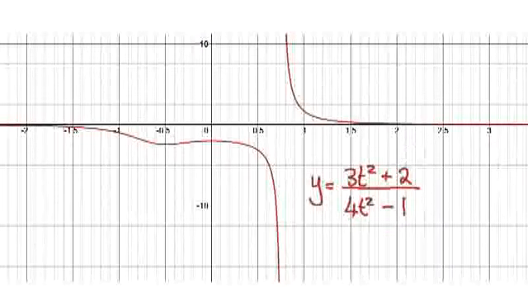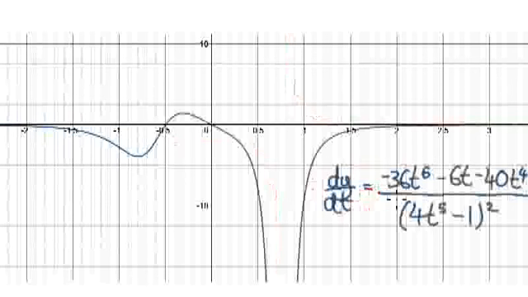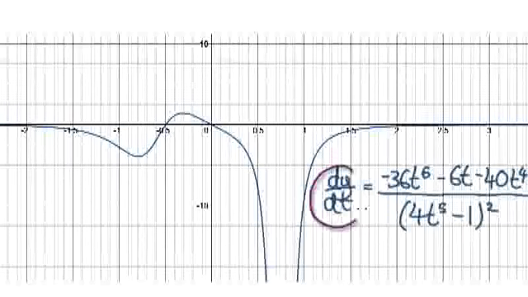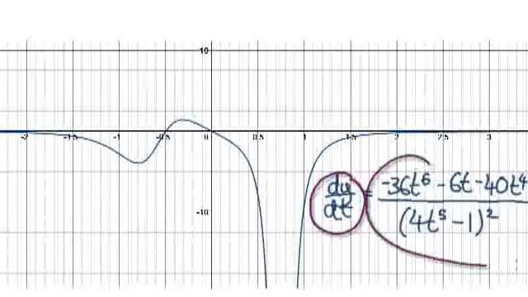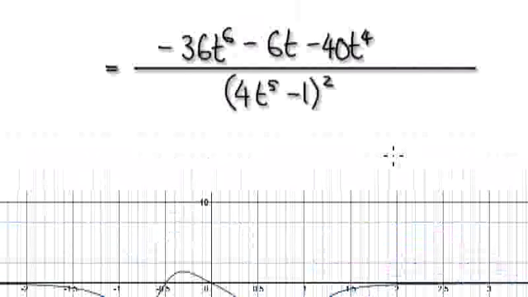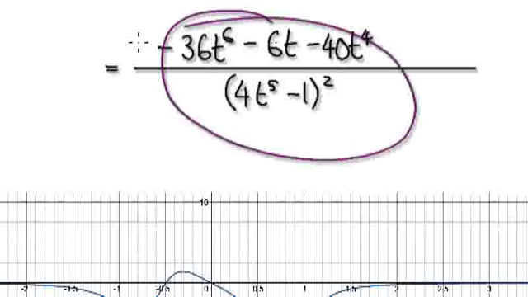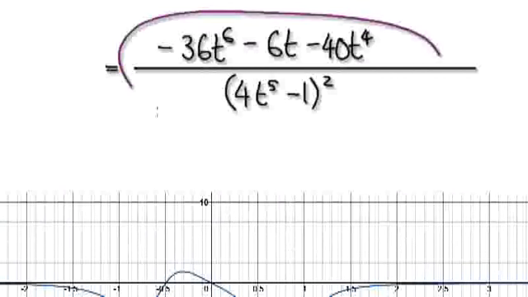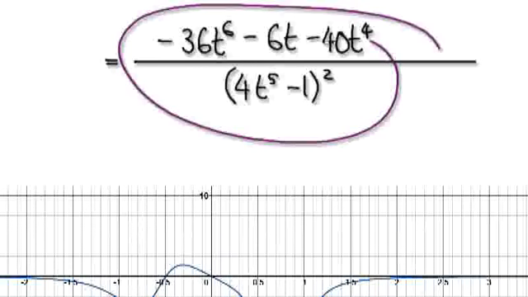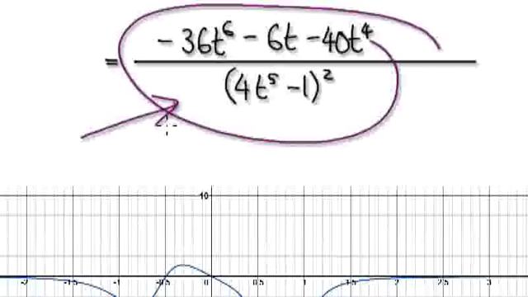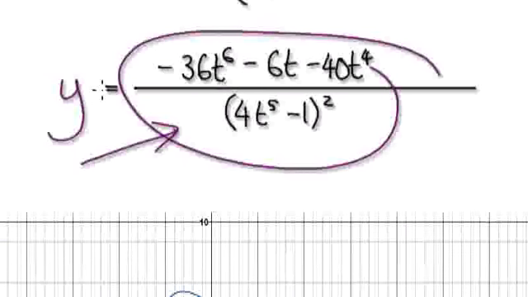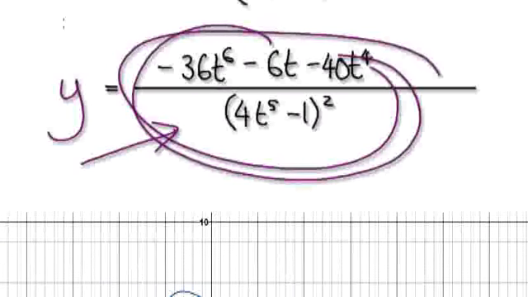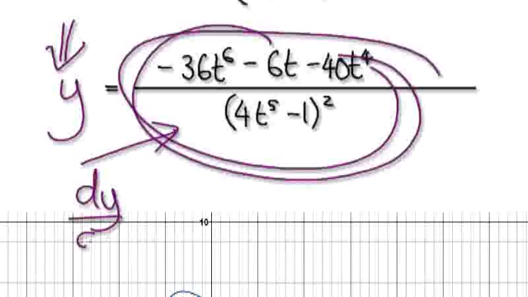Now, if you look at the gradient graph, it will look like this. This is your dy by dt here, and don't forget this whole thing here. This whole thing here is this thing here. Okay. So when you try and plot this on a graphics calculator, you have to plot it as another graph, as in y equals this whole thing here. But just bear in mind that your new y here represents dy by dt.